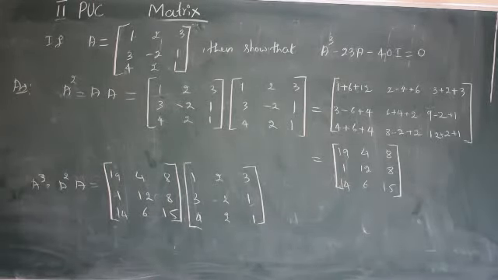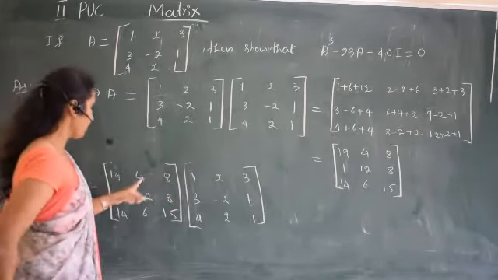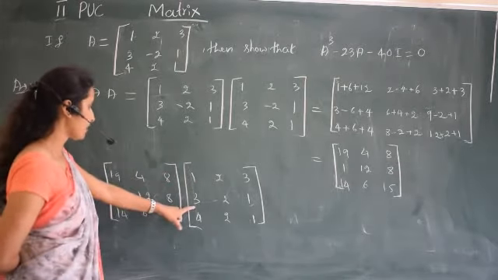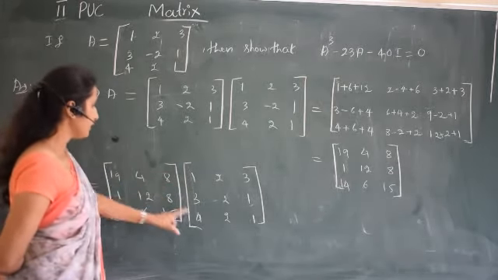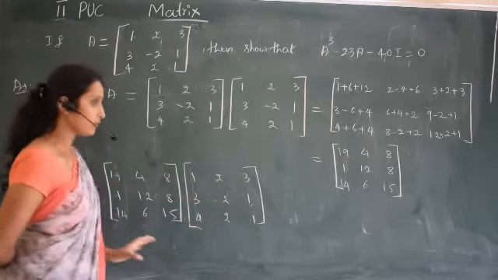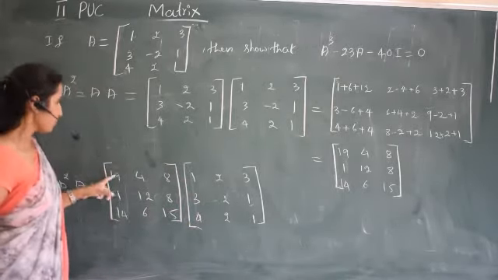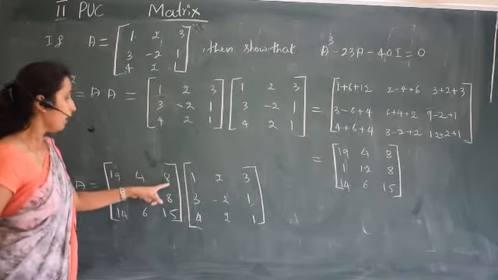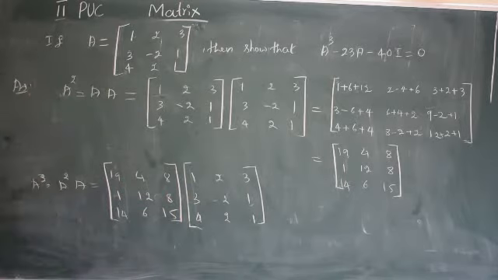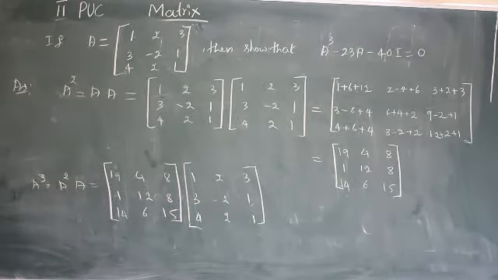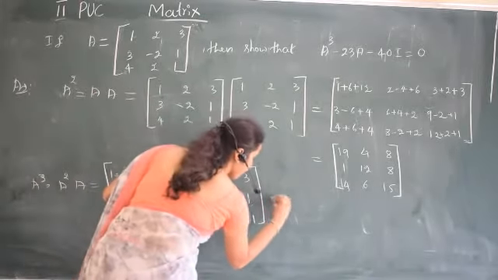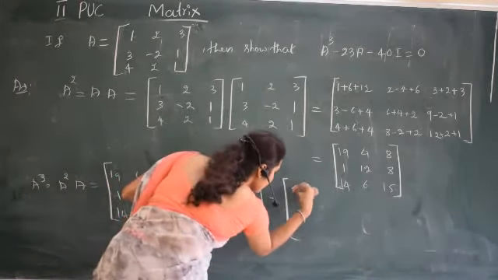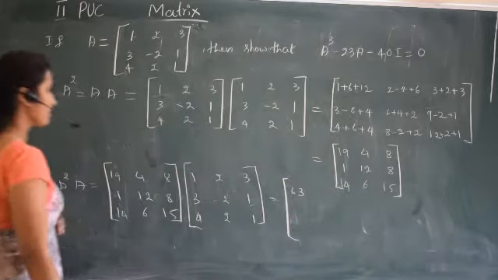First row and first column is, first row is what? 19 into 1 is 19, plus 4 into 3 is 12, plus 8 into 4 is 32. So we are getting a 3 by 3 matrix again. 19 plus 12 plus 32 is 63. So the first entry is 63.